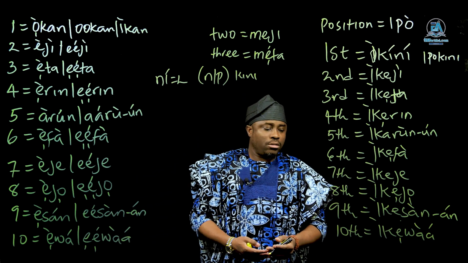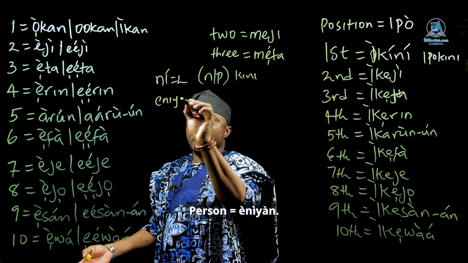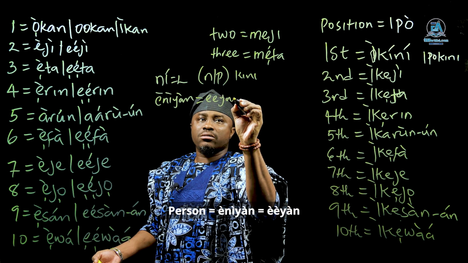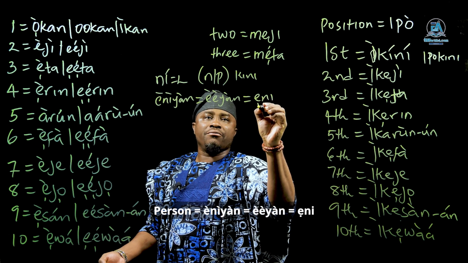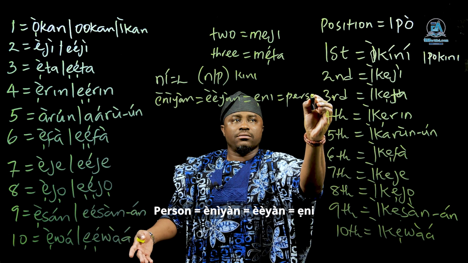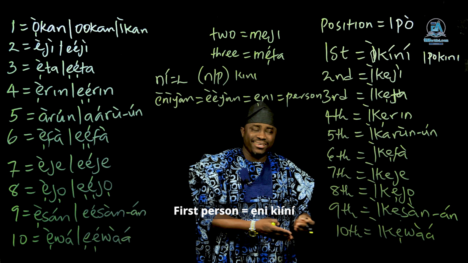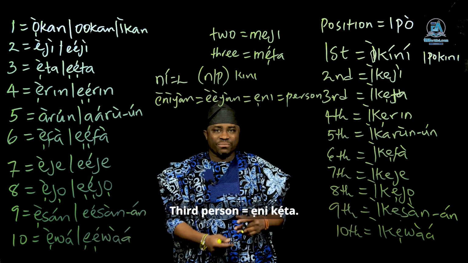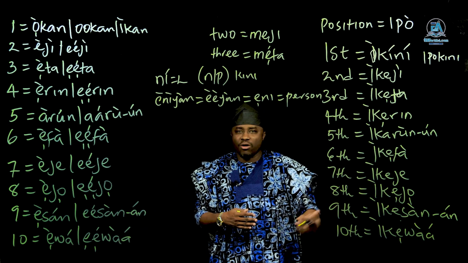If you're talking about person, person is ènìyàn. It then shrinks to èèyàn. It then shrinks to ẹni. That's person in Yoruba. So first person is ẹni kíní, second person, ẹni kejì, third person, ẹni kẹta, fourth person, ẹni kẹrin. So you keep going on and on.